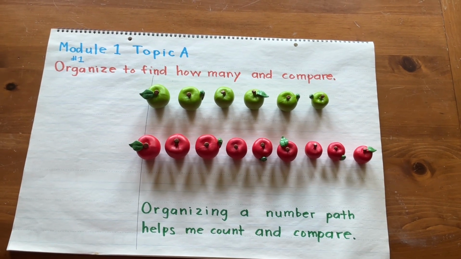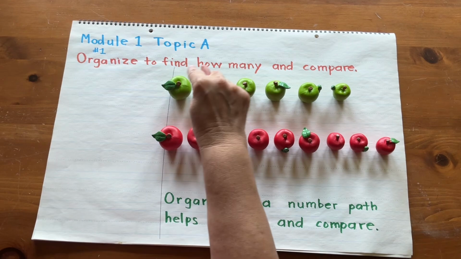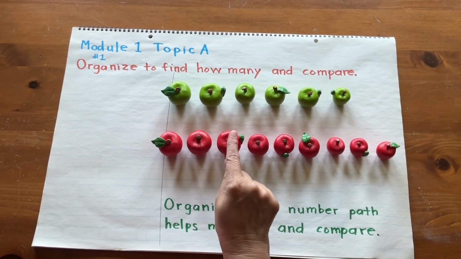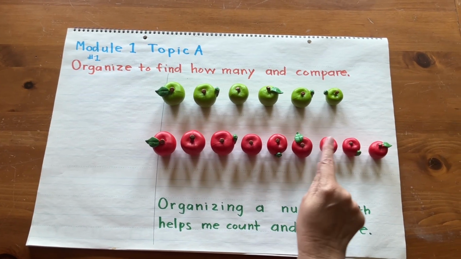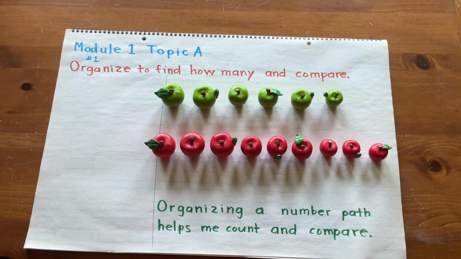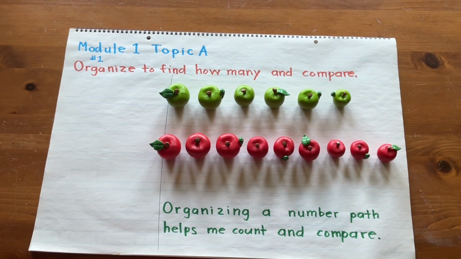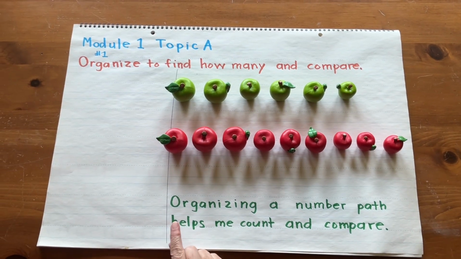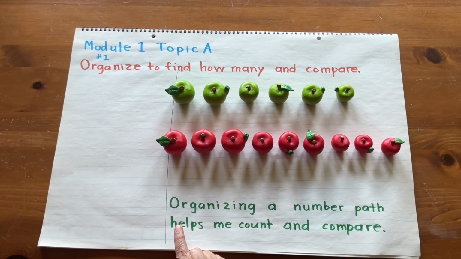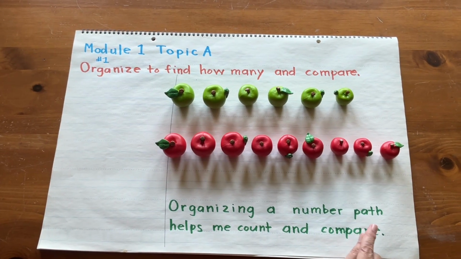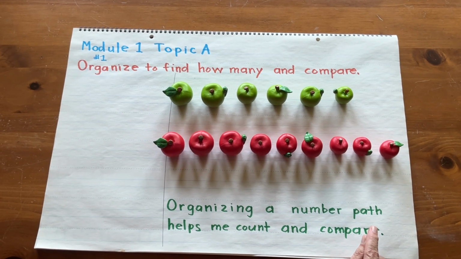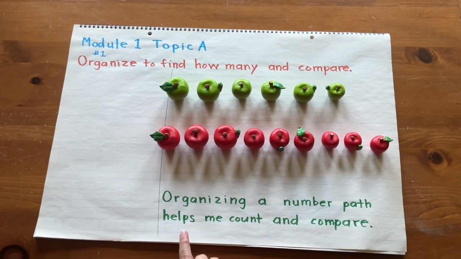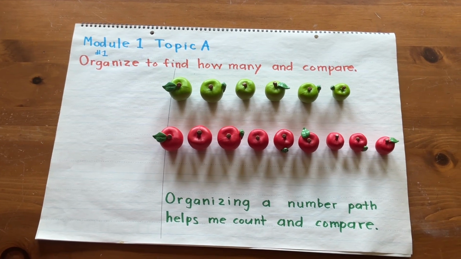How many apples in all? 1, 2, 3, 4, 5, 6, 7, 8, 9, 10, 11, 12, 13, 14, 15. There are 15 apples in all. We will eventually organize our data on a number path. A number path is the same as a number line. Organizing a number path helps me count and compare.